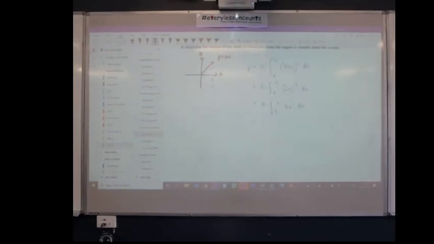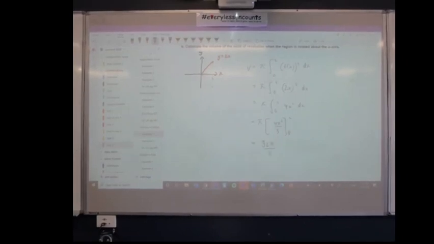All right, so we're going to have pi times 4x cubed on 3 between 0 and 2. So 2 cubed is 8, times 4 is 32, divided by 3. So 32 pi on 3 units cubed.